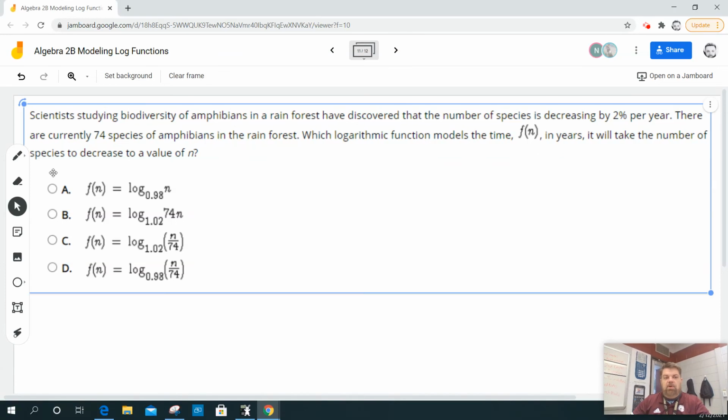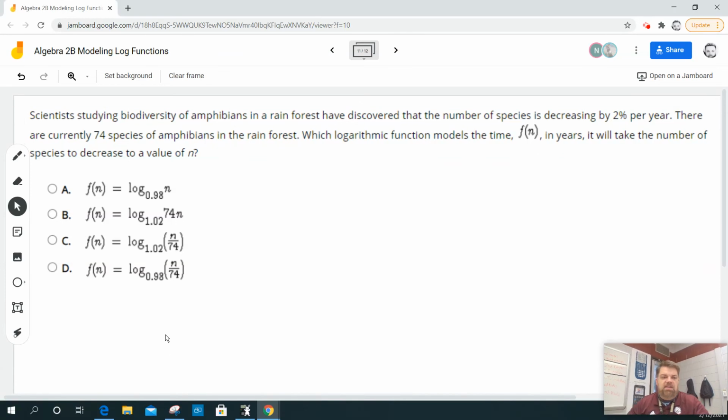All right, so now for this problem, it says scientists studying biodiversity of amphibians in a rainforest have discovered that the number of species is decreasing by 2% per year. There are currently 74 species of amphibians in the rainforest. Which logarithmic function models the time in years it will take for the number of species to decrease by a value of n?